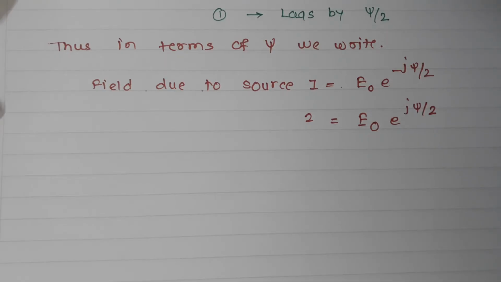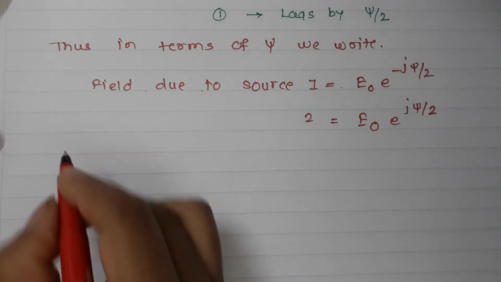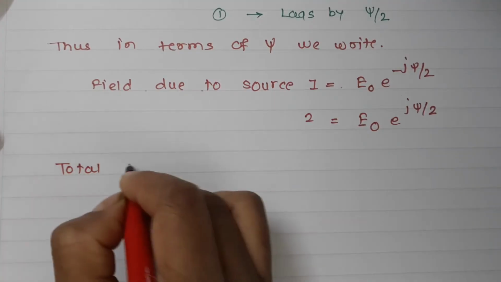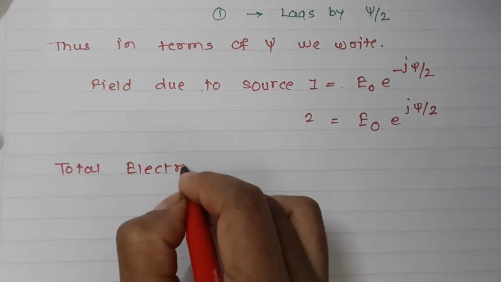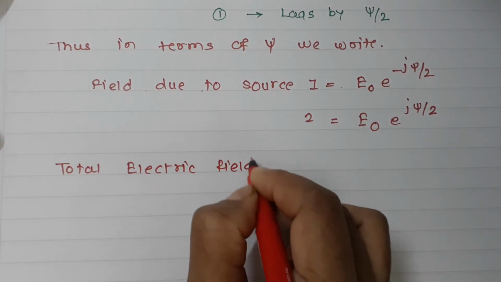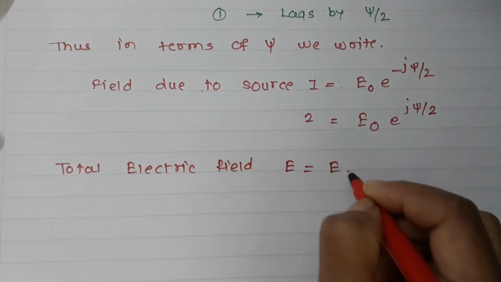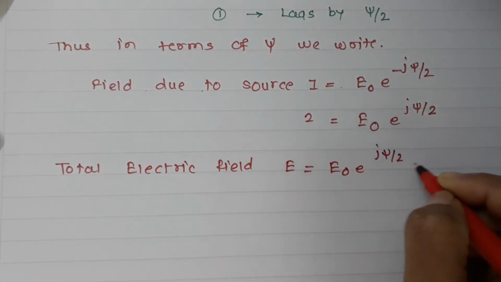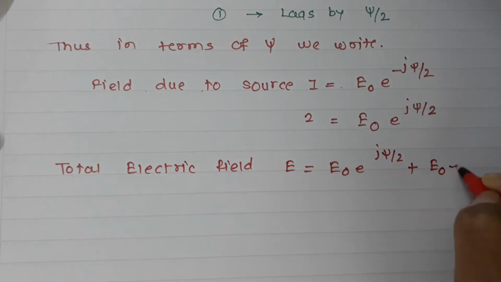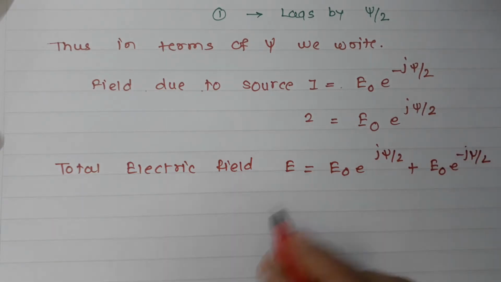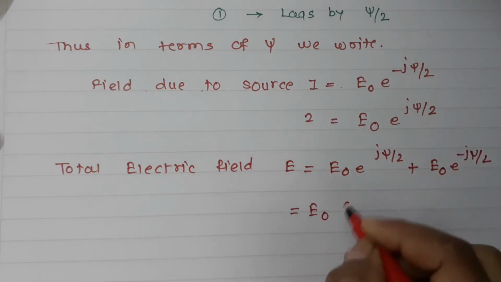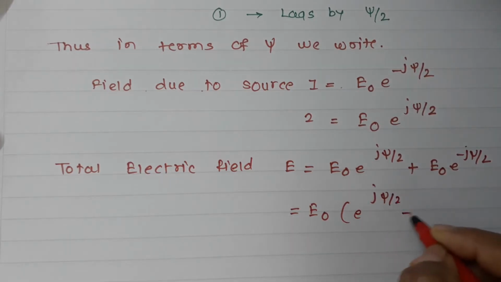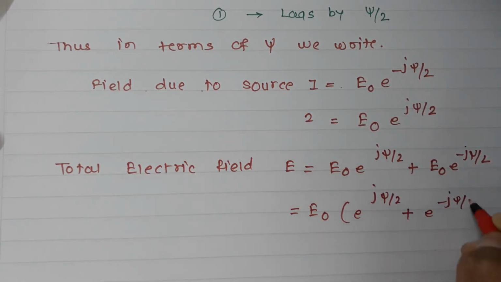Okay, so here is how I am going to get this particular field. The total electric field here is E = E0 e^(jψ/2) + E0 e^(-jψ/2). So I can write this as E0 times (e^(jψ/2) + e^(-jψ/2)).